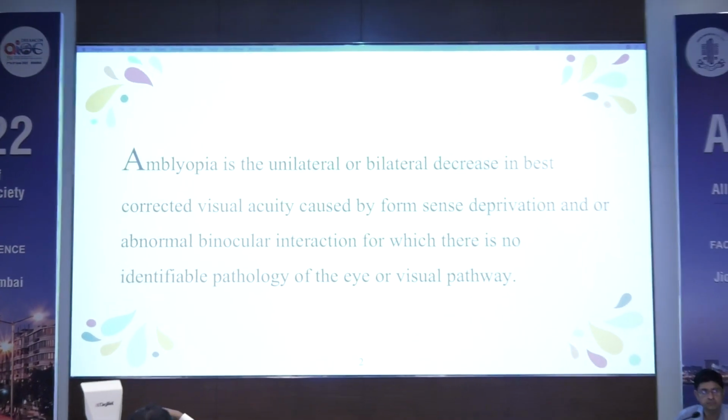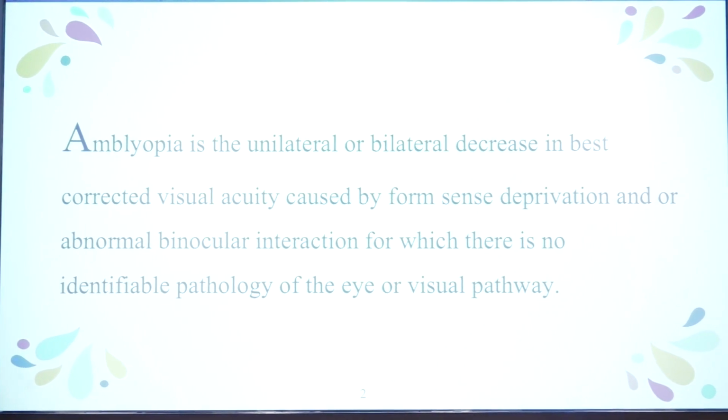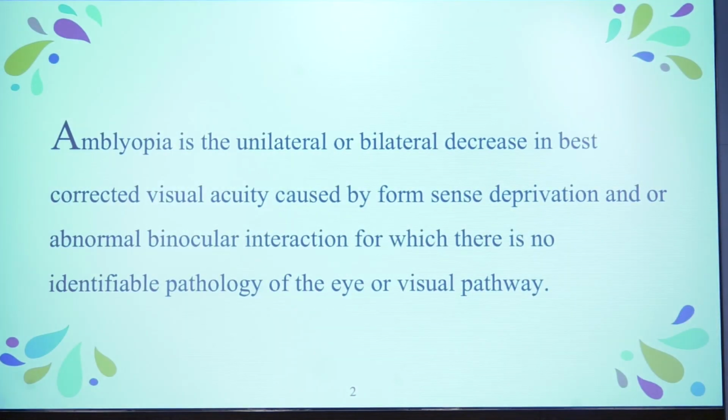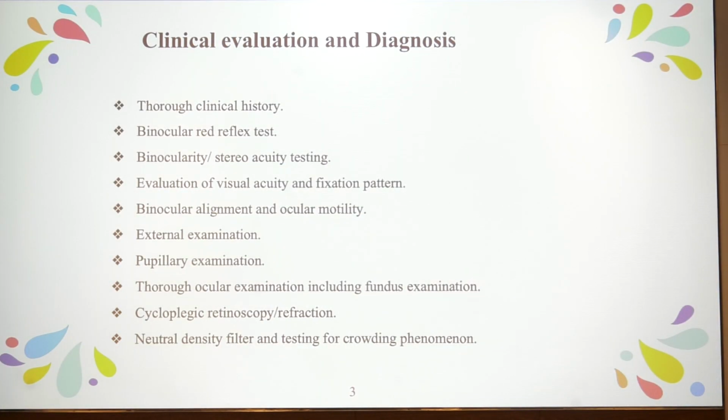So amblyopia, as we all know, is the unilateral or bilateral decrease in best-corrected visual acuity caused by form sense deprivation or abnormal binocular interaction for which there is no identifiable pathology of the eye or the visual pathway. A thorough clinical evaluation is the key to diagnosis. As we have already discussed in the previous talks, for children, a thorough clinical history by the parents or any trustworthy informant is very necessary. Then we should test the binocular red reflex test.